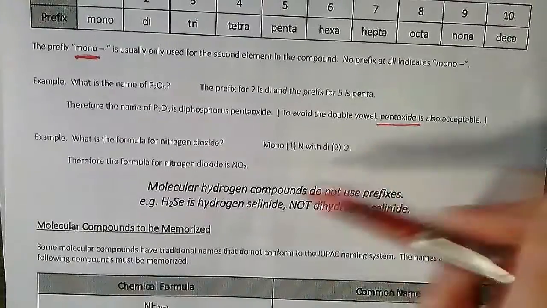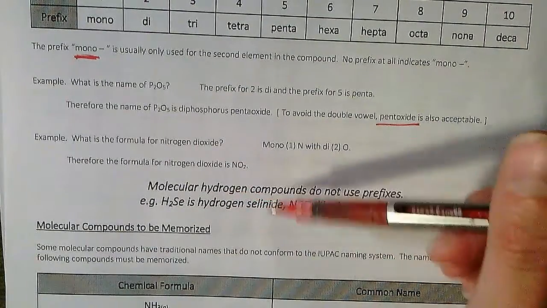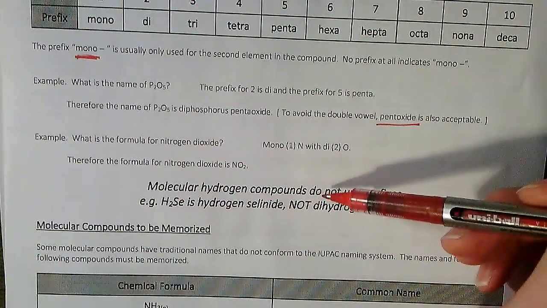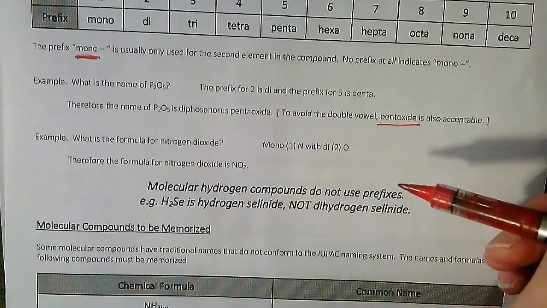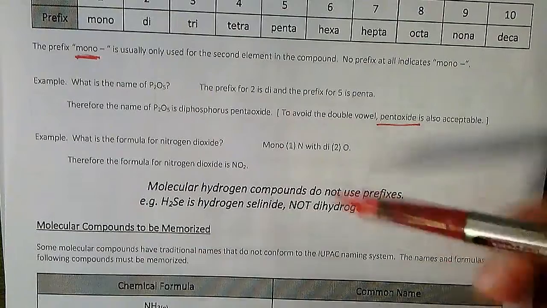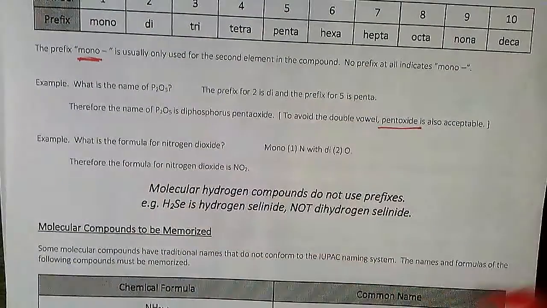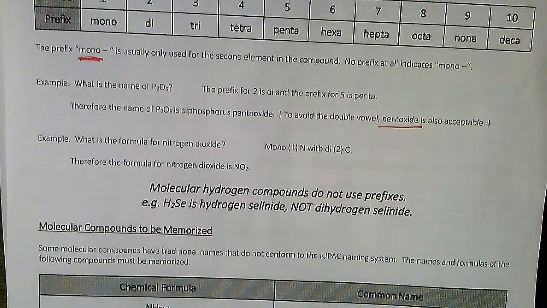Another thing you want to remember is that molecular hydrogen compounds don't use prefixes. So if we have H2S, that's hydrogen sulfide. Even though there's 2 of the hydrogen, we don't say dihydrogen sulfide.